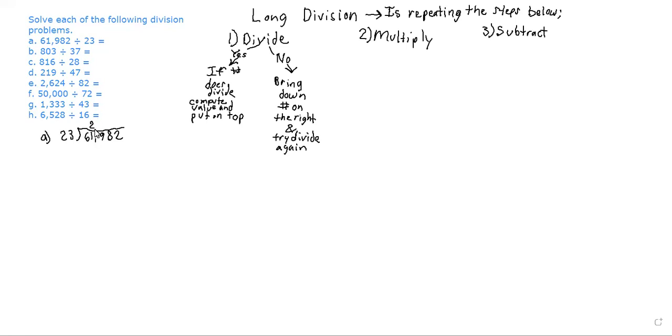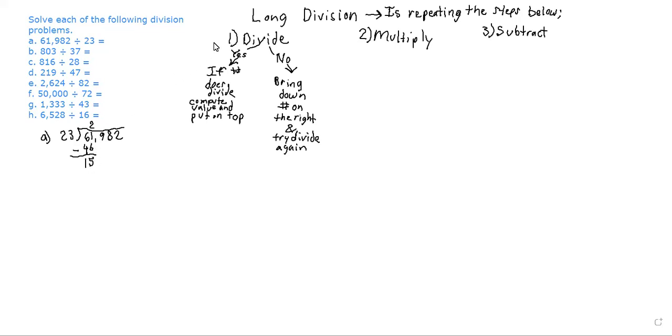So we did our division. Now we're going to go on to the multiplication. We're going to multiply that 2 that we got by 23 and put the answer underneath the 61. So 2 times 23 is 46. Right? So we just did the multiply. And now we're going to do the subtraction. We're going to subtract that 46 that we just got from the 61. 61 minus 46 is going to give us 15.